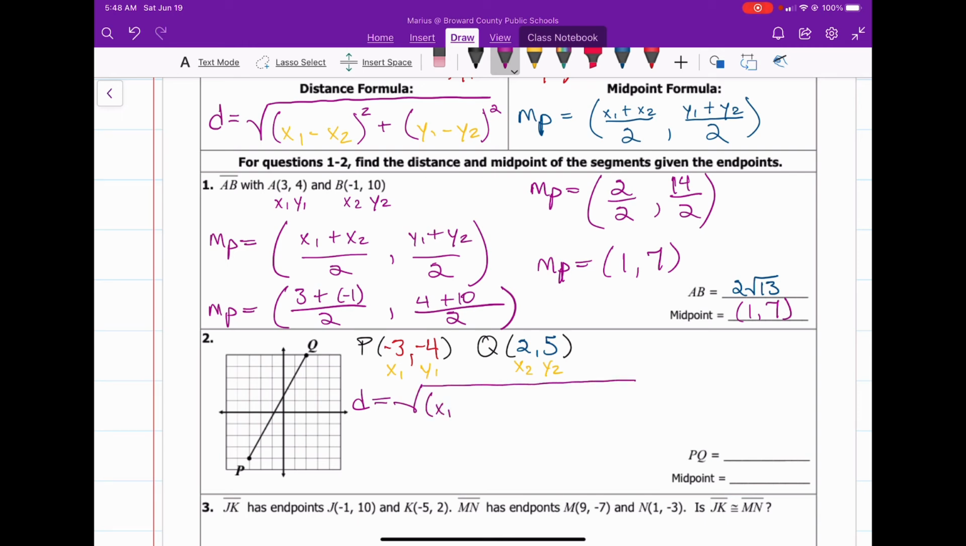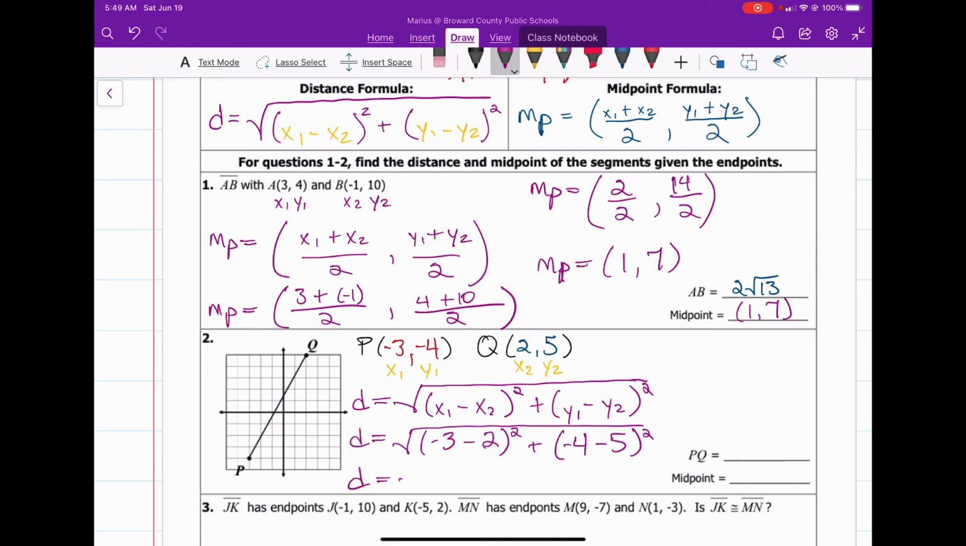Right, and we want to practice memorizing it, so we're just going to rewrite it each time. Anytime you're first learning a formula in mathematics, and most formulas they expect you to memorize, they're not going to give it to you. Rewrite it every time you use it. So x1 is negative 3, x2 is positive 2. So negative 3 minus 2 squared, plus then we have negative 4 minus 5 squared.